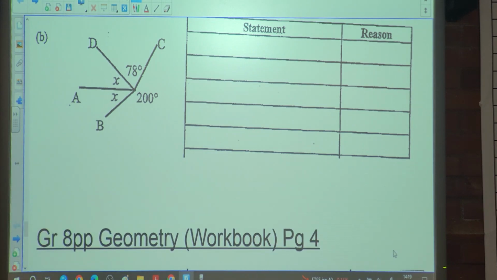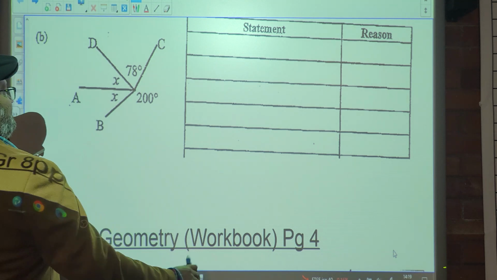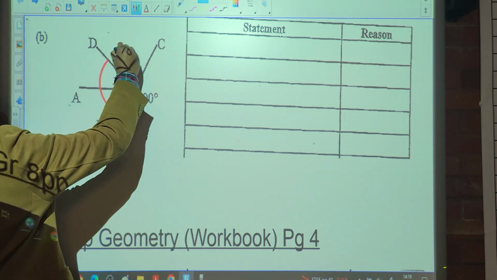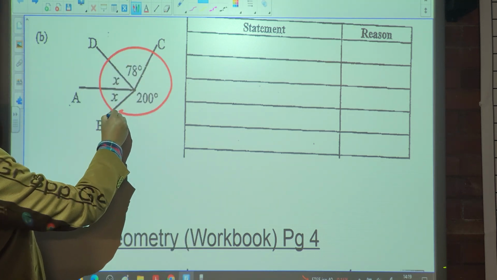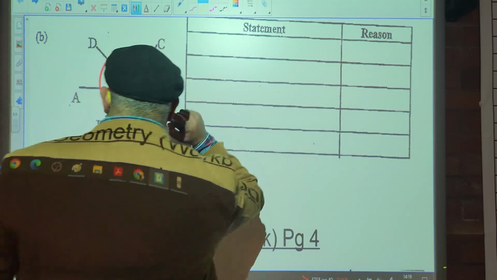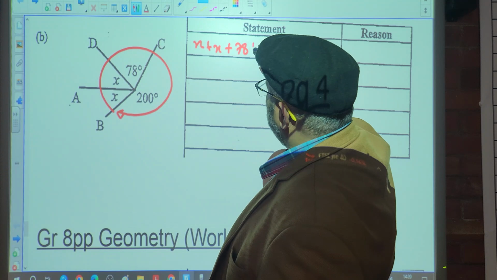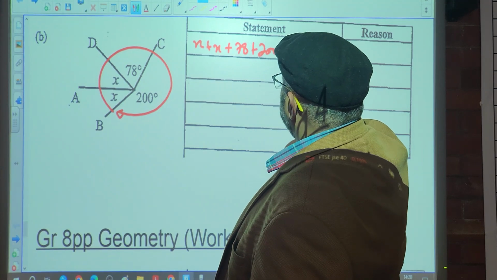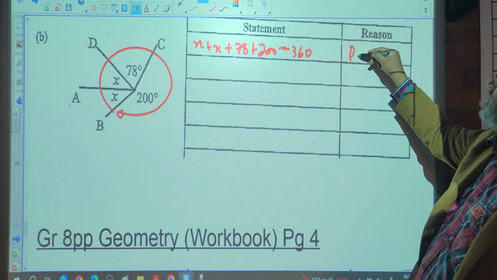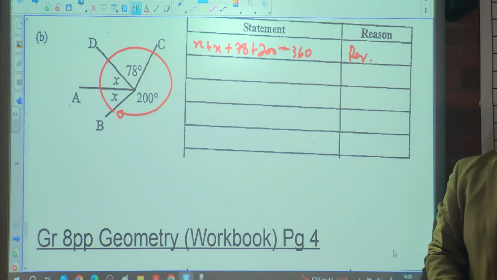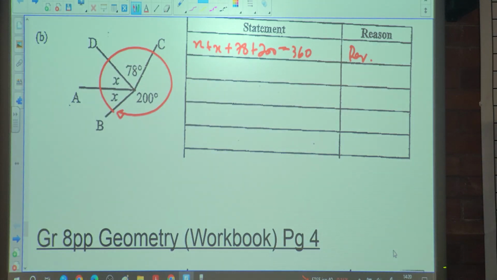Right. I'm going to calculate x here. Again, the angles around the point. Revolution. x plus 78 plus 200 adds up to 360. So x plus 78 plus 200 equals 360. Revolution or angles around the point. All agree with that? Okay.